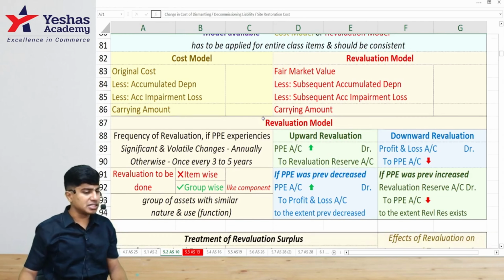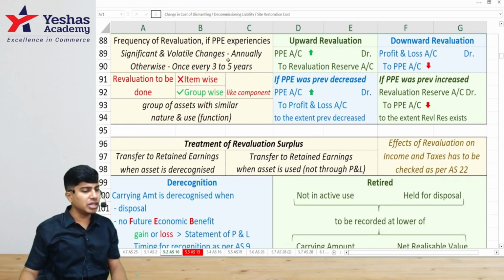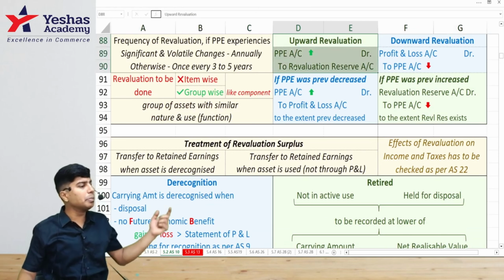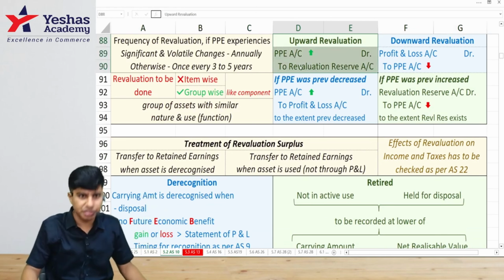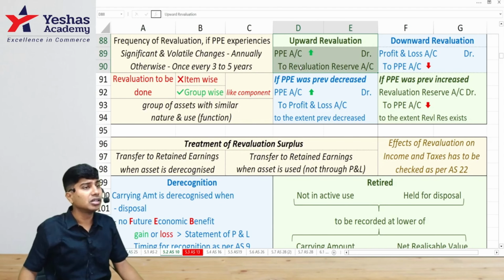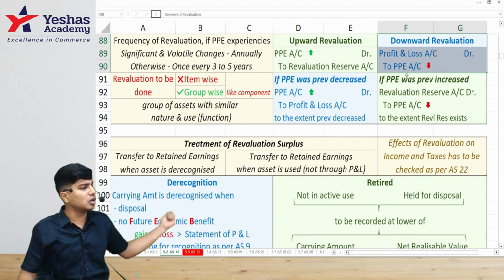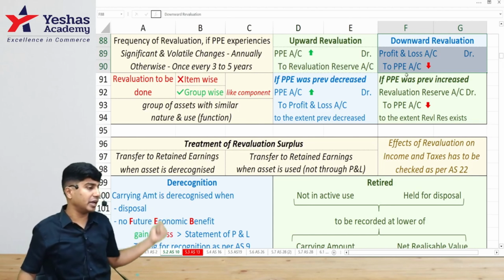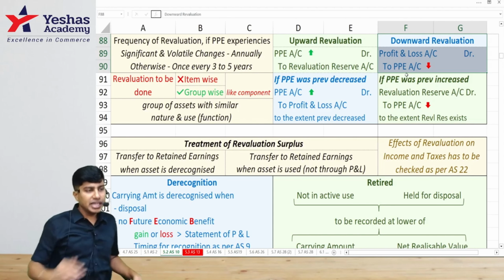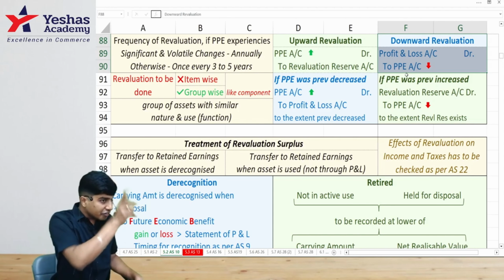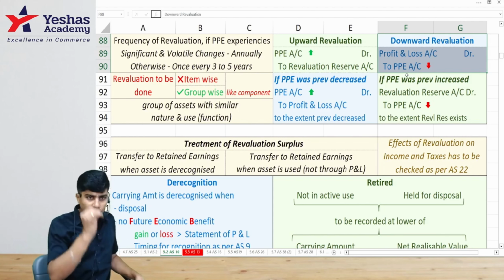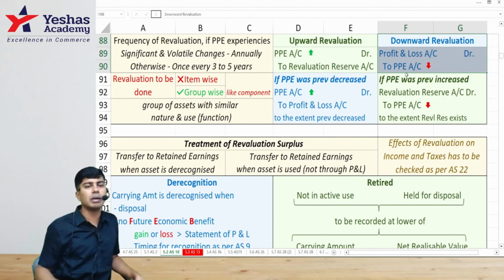How do we treat this? Very simple. If you revalue the asset upward, it will be credited to revaluation reserve. If we revalue the asset downward, it will be debited to P&L. Sometimes you have to check: is it upward revaluation or is it reversal of downward? Is it downward revaluation or is it reversal of upward?